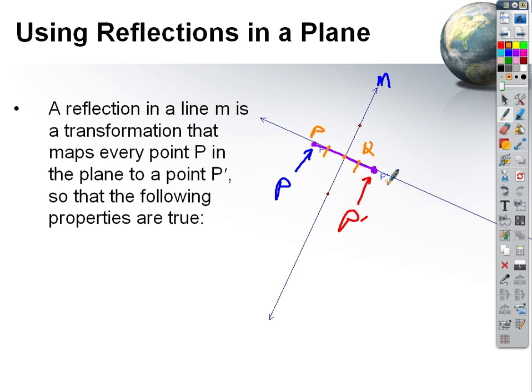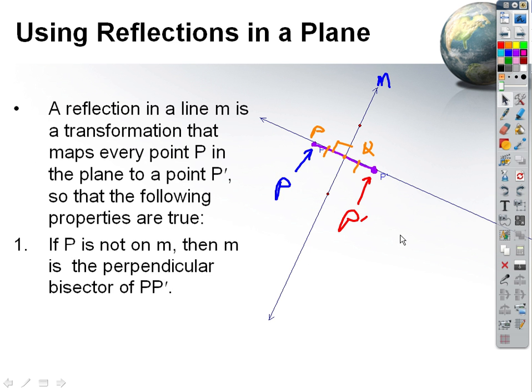Yes, ma'am. Perpendicular. Very good. Right? They would have to be perpendicular also. So we could say then that the line of symmetry, the line of reflection, whatever you want to call it, is the perpendicular bisector of the segment connecting the pre-image and the image, P P prime, right? Okay? If P is not on M, if the point is not actually on the line of symmetry, then M is the perpendicular bisector of P P prime. It has to be that way.